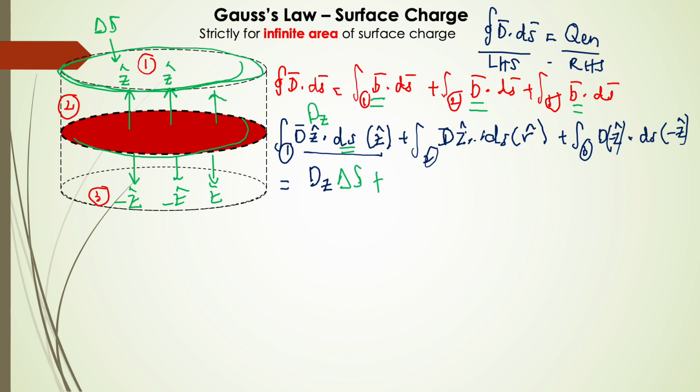So plus Dz on S as well. On S as well. So we will get 2 Dz S.